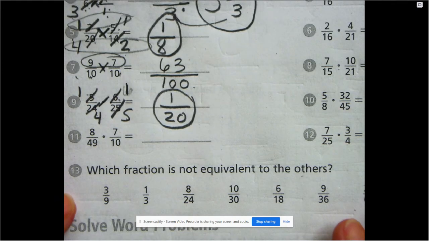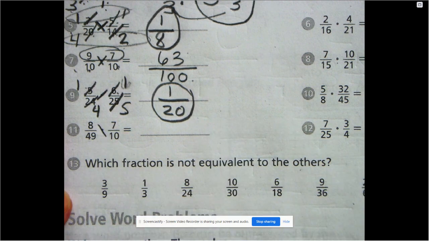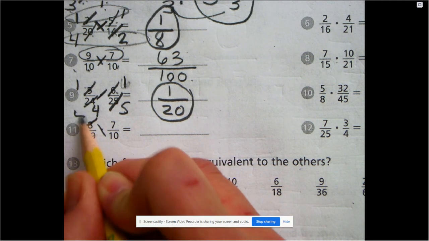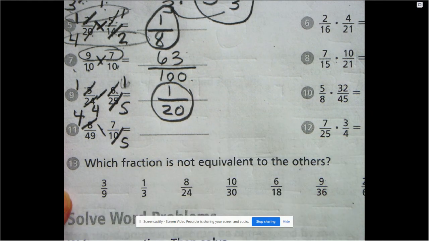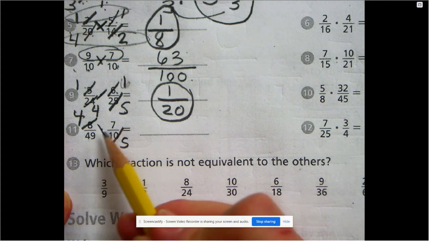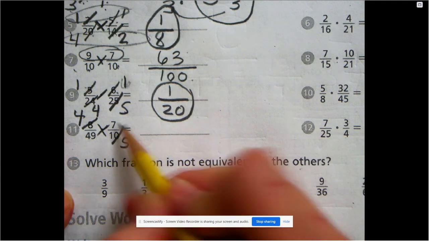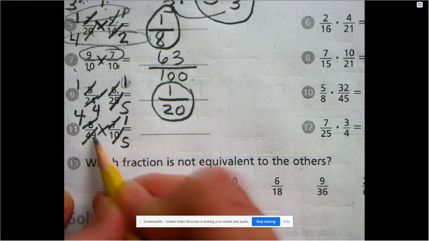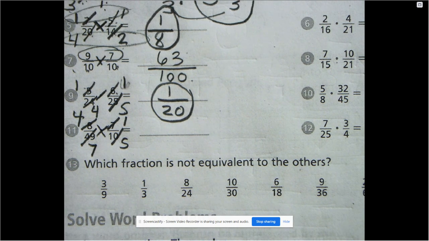Let's look at number 11. What are you noticing for 8 and 10? 2. 2 goes into 8 four times. 2 goes into 10 5 times. Now, any connections between 7 and 49? 7 goes into 7 one time. 7 goes into 49 7 times because 7 times 7 is 49.